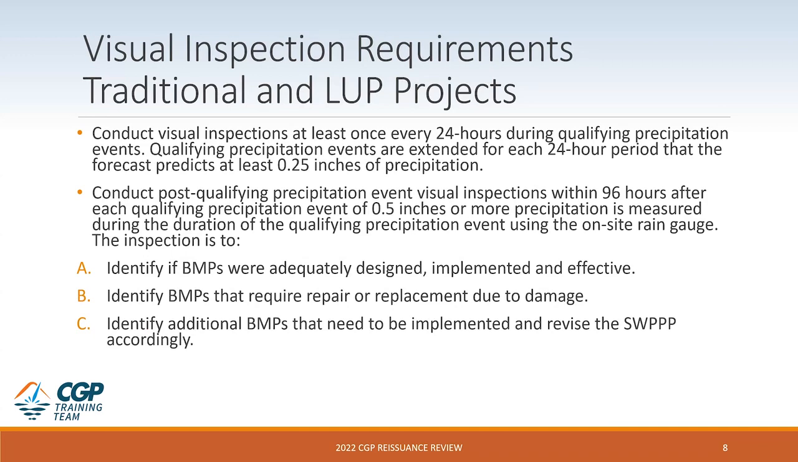We conduct these visual inspections every 24 hours during a qualifying precipitation event. Qualifying precipitation events are extended for each 24-hour period that the forecast predicts at least a quarter of an inch of precipitation. We're required to conduct post-qualifying precipitation event inspections within 96 hours after each QPE of a half inch or more precipitation that is measured during the duration of the QPE using the on-site rain gauge.